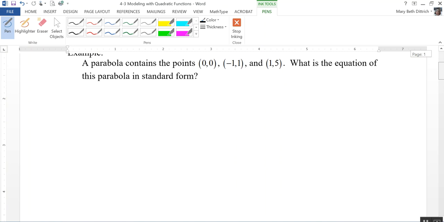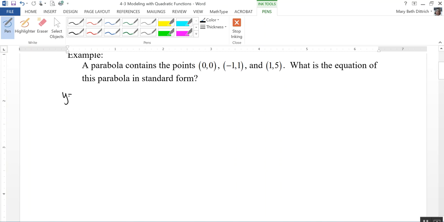Recall that standard form is y equals ax squared plus bx plus c. So what I'm going to do is take each one of those points and plug those values in for x and y and try to determine what are the values of the constants a, b, and c.